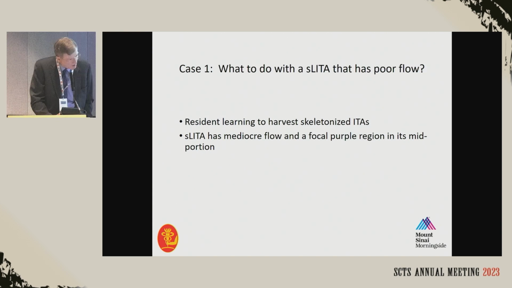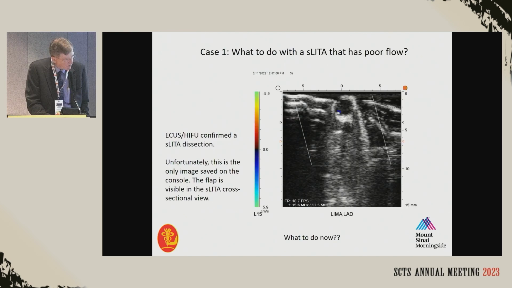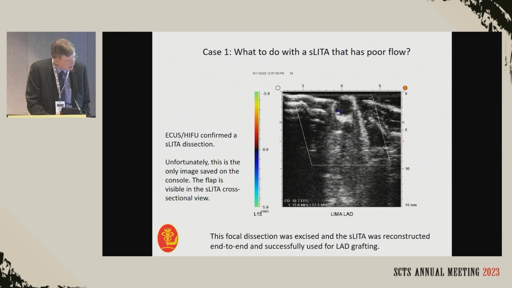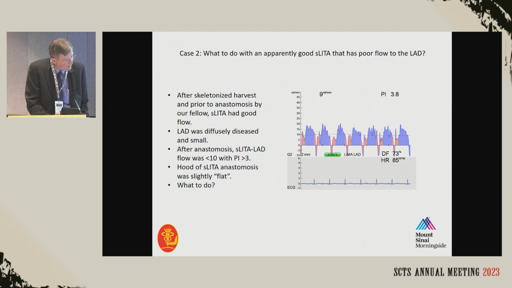And a couple more cases. What do you do if the LIMA has poor flow? So the resident's taking down the skeletonized ITA and the flow is mediocre. There's a little focal purple region in its mid portion. So ultrasound confirms a dissection flap, and the flap is visible in this cross-sectional view. What do we do now? We excised that, reconstructed it end-to-end, and used it for an ITA graft, and it was just fine.